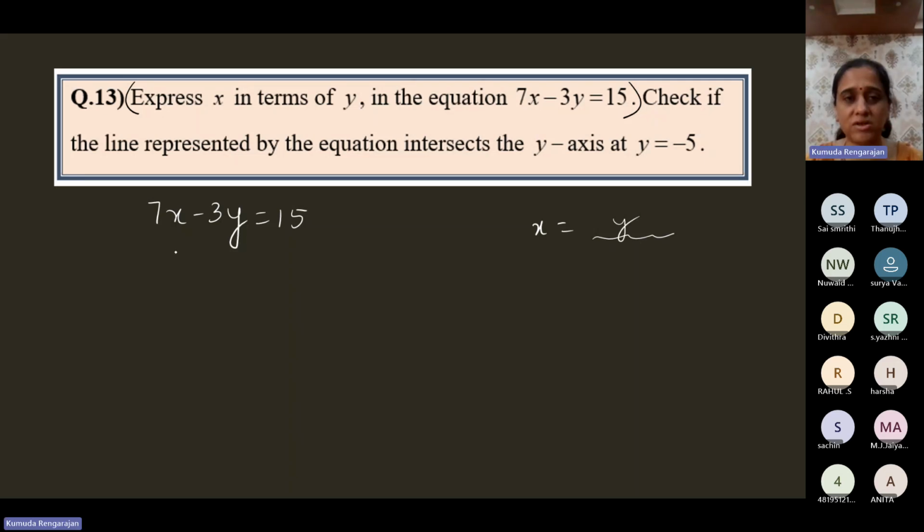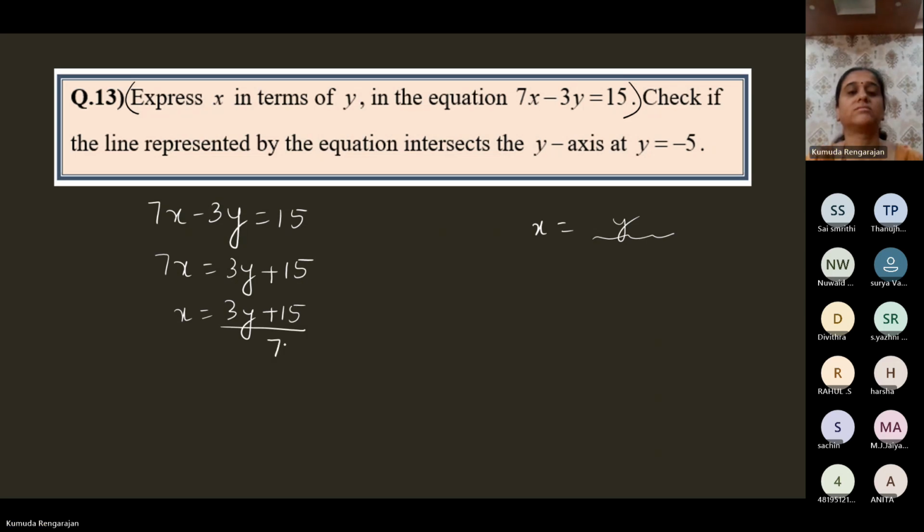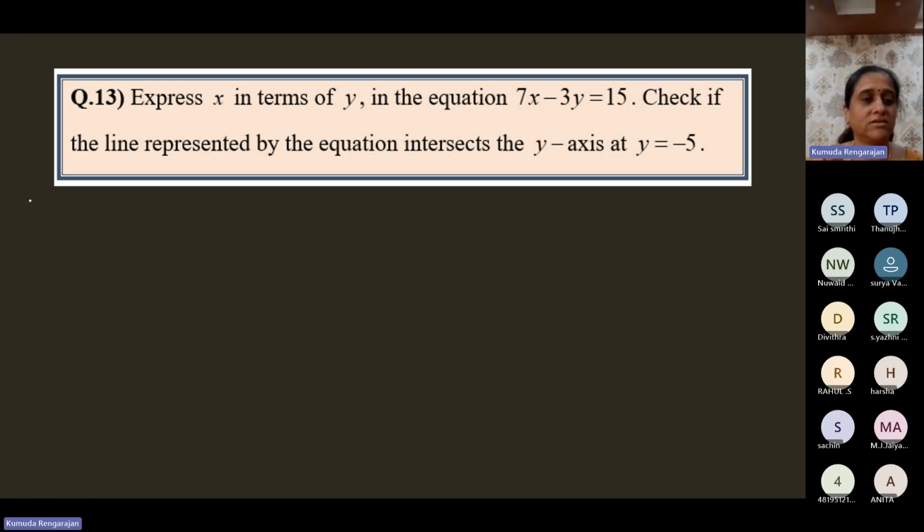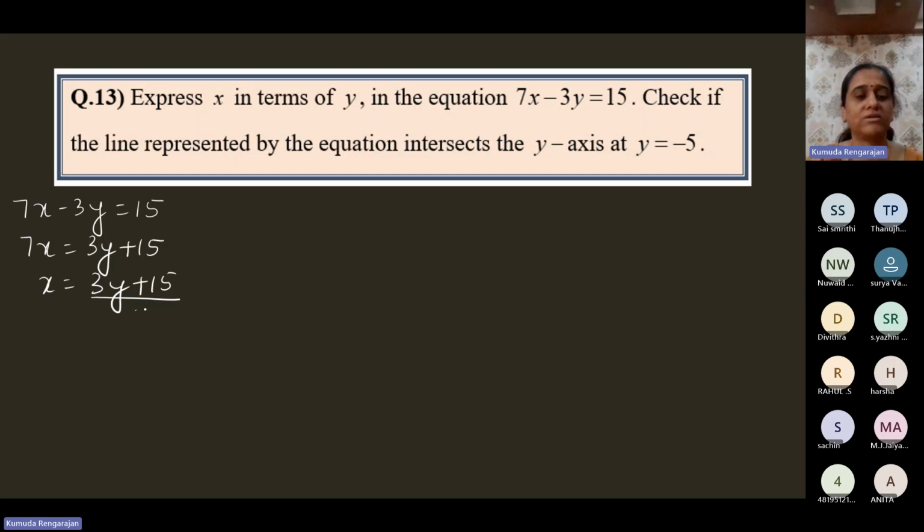So that means you should have the x term on one side. Now x is equal to (3y plus 15) by 7. So this is writing x in terms of y. See here, 7x minus 3y is equal to 15 as a given equation. So if you have to write x in terms of y, you should have x alone on one side. So 7x is equal to 3y plus 15. Now x is equal to (3y plus 15) by 7.